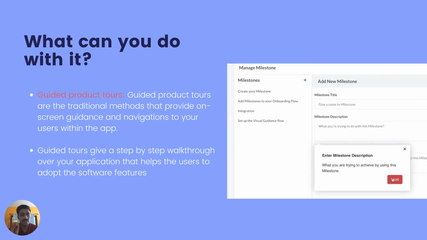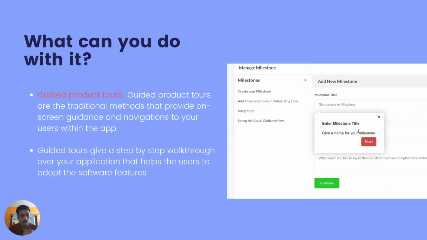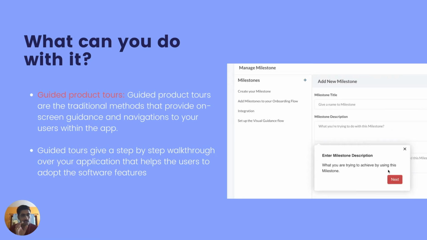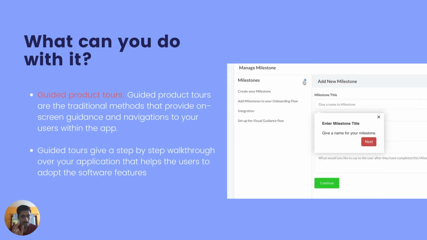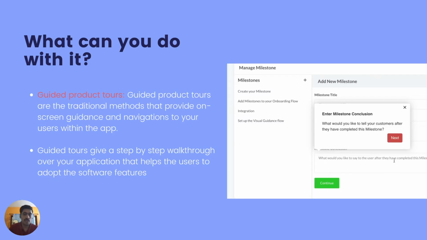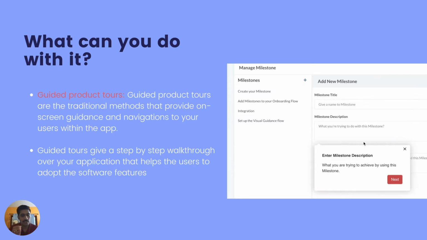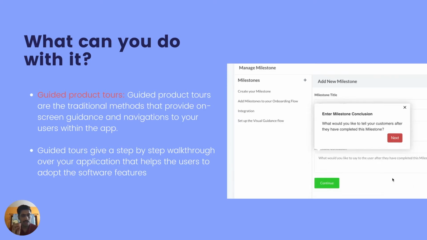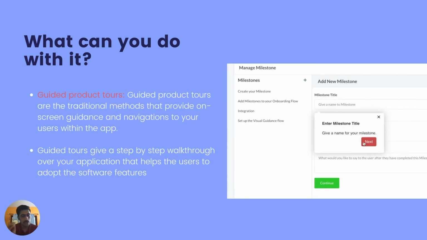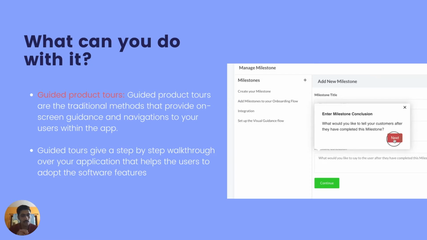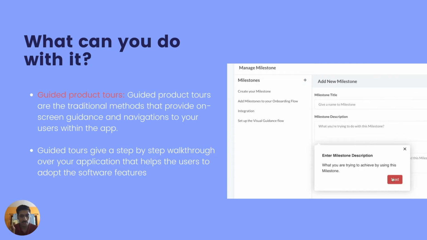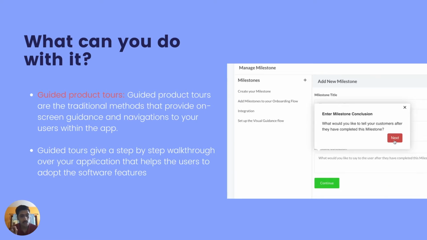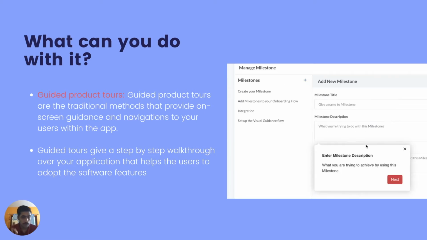Also, the guided tour gives a step-by-step walkthrough of an application that helps the user adopt each and every software feature. This is the first very important feature that we have. Compared to any other existing tip, guided, or product tour software, the major benefit of Dashfrugal's guided tour is that it ensures the user is completing each and every step. We have a checklist that monitors and ensures the user has completed that particular step.